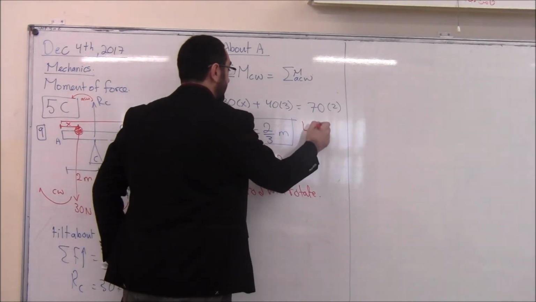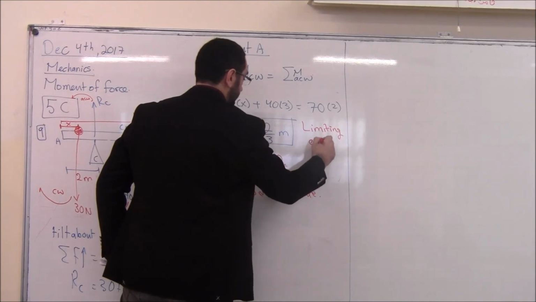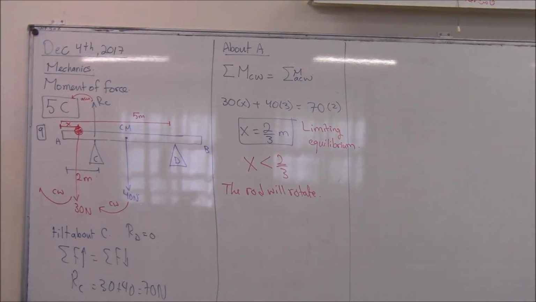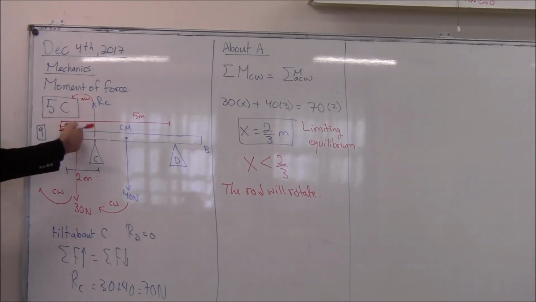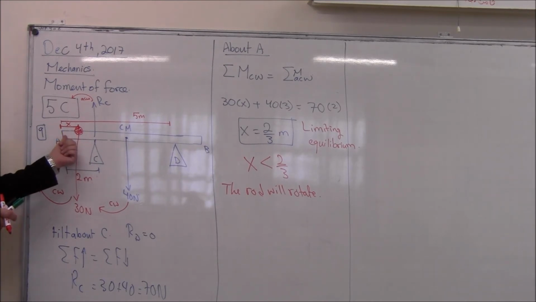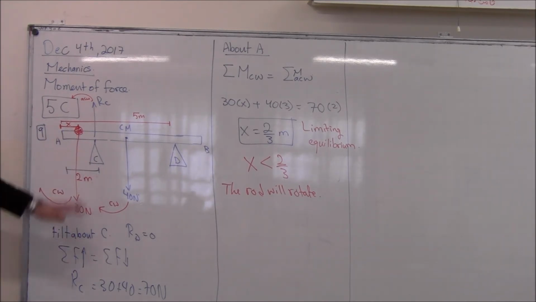At 2/3, this is limiting equilibrium. Any slight shift towards A, this rod will completely rotate. It's no longer in equilibrium. Clear? Any question, guys? Now, less than 2/3, it will rotate. More than 2/3, it stays in equilibrium.